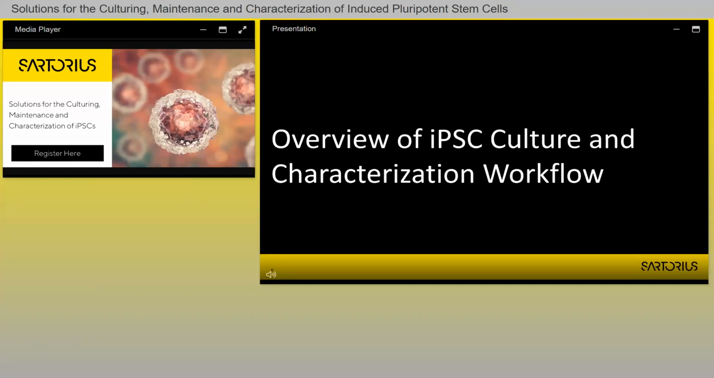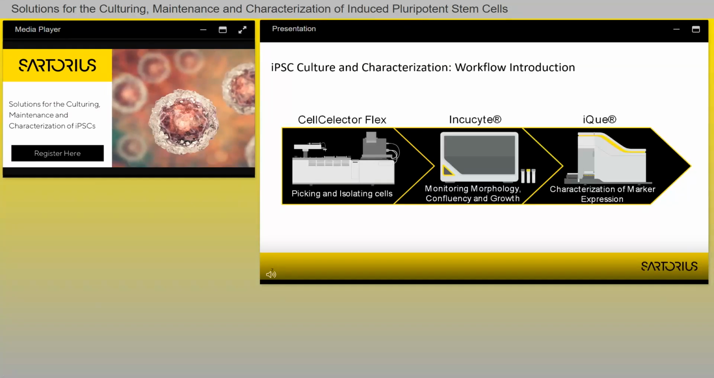Now that we understand what iPSCs are, let's have a look at the overview of iPSC culture and characterization workflow. On this slide, we have an overview of the iPSC culture and characterization workflow. So starting on the left-hand side, we have the cell selector Flex, which is the system that we will be using to pick and isolate cells.